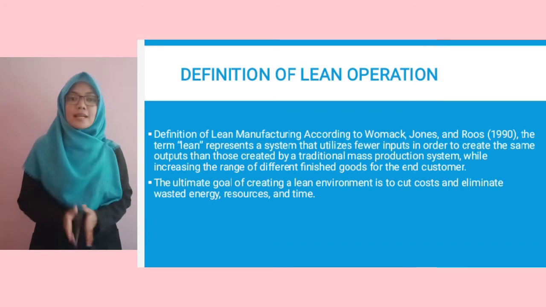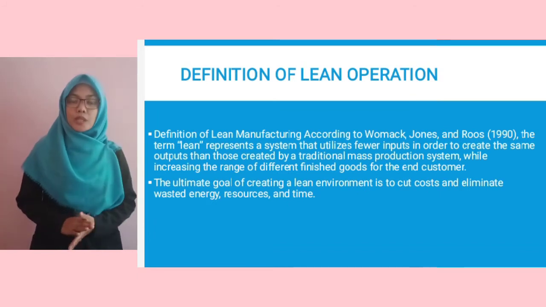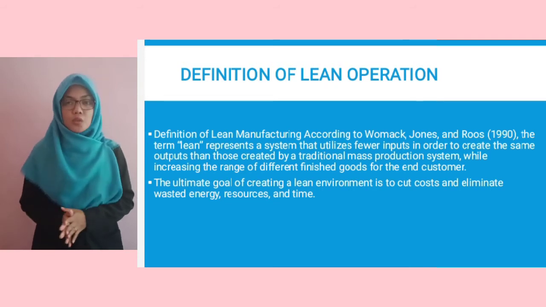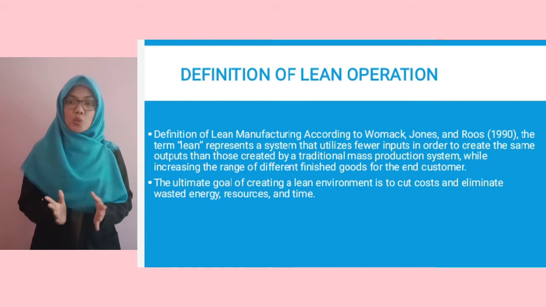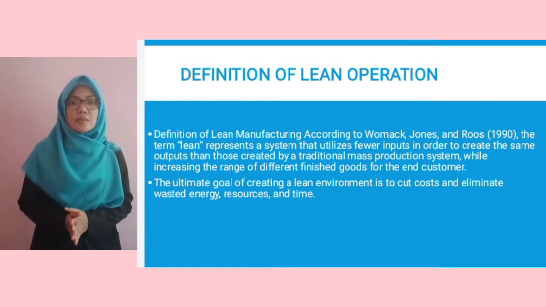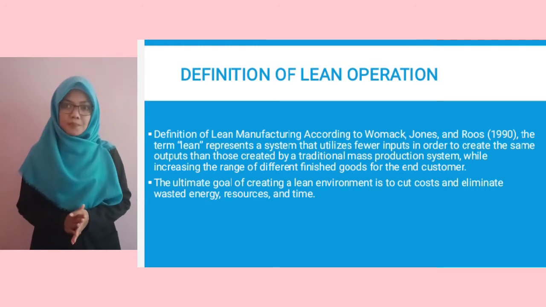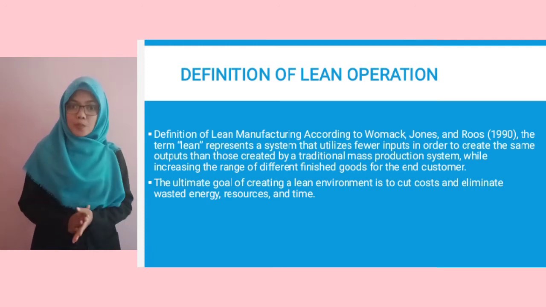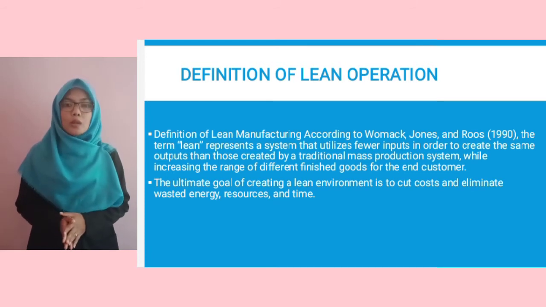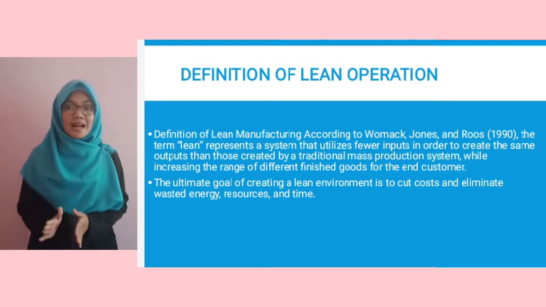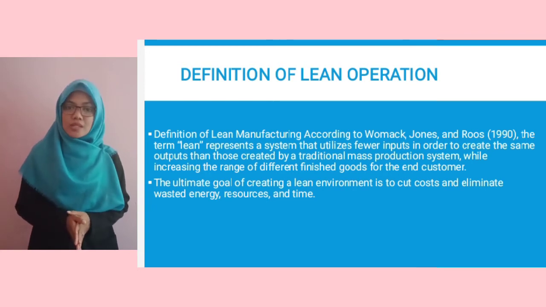And in the last slide, we have the definition of lean operation. It is derived from the Toyota Production System, and its objective is to increase the value-added work by eliminating losses and reducing unnecessary work. Lean operation is a business strategy driven by the principle of doing more with less. It is a minimalist approach to running a business, improving day-to-day operations. The ultimate goal of creating a lean environment is to cut costs and eliminate wasted energy, resources, and time.